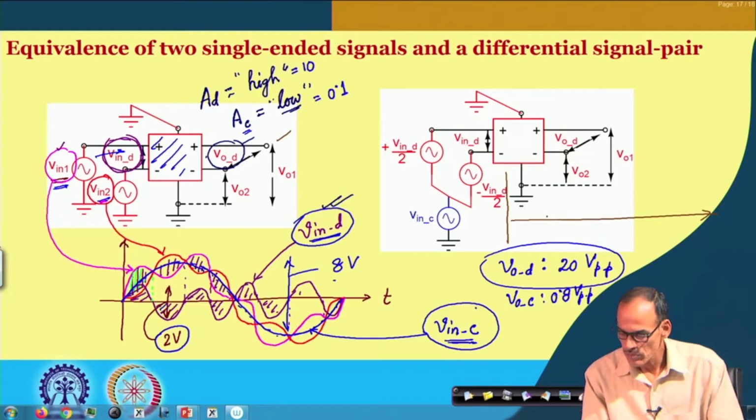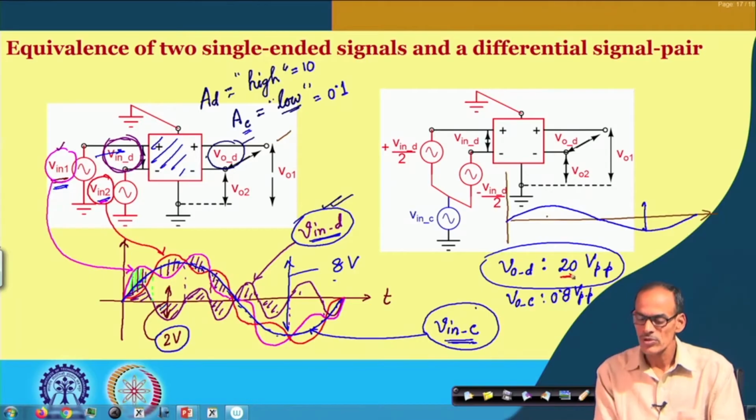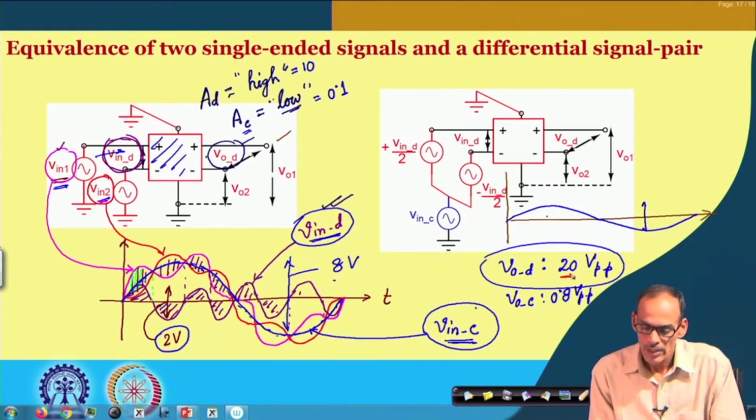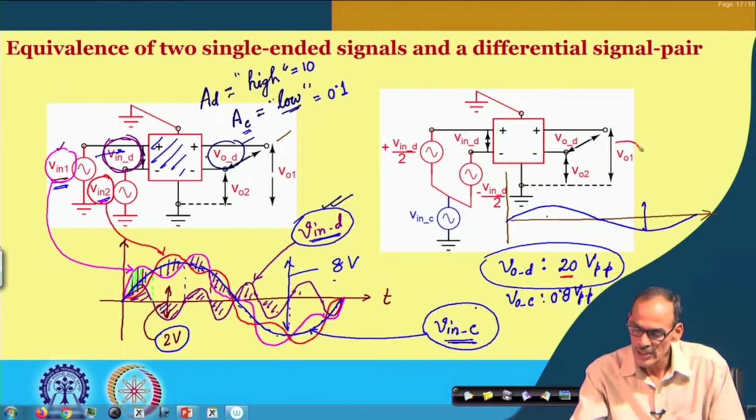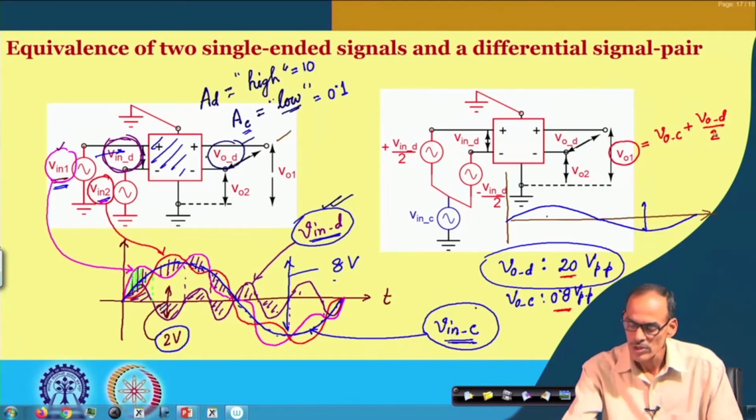We do have the blue one, which has a very small amplitude, only 0.8 volt peak to peak, and then we have this 20 volt peak to peak differential. Individually, if I see this signal, it will be this signal plus half of this VOD by 2. So, this is equal to VOC plus VOD by 2.